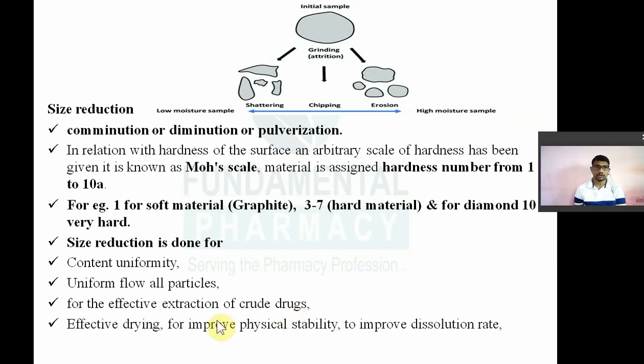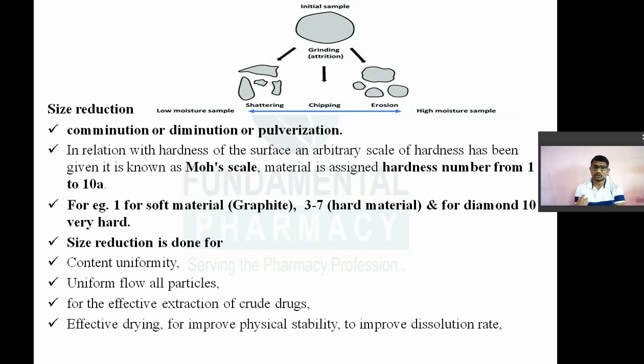For example, if you want to carry out an extraction, for example, if you want to extract Arjuna bark, so you want to isolate some andrographolide from Arjuna bark, then you cannot use a bark of 1 kilo or 2 kilo for extraction. You cannot take one big piece of bark. So for effective extraction you have to do size reduction, and you know that the decrease in particle size is inversely proportional to your surface area. So the less the particle size, the more the surface area of powder or particle that is exposed to your solvent for extraction. So for effective extraction of crude drug, you need size reduction.